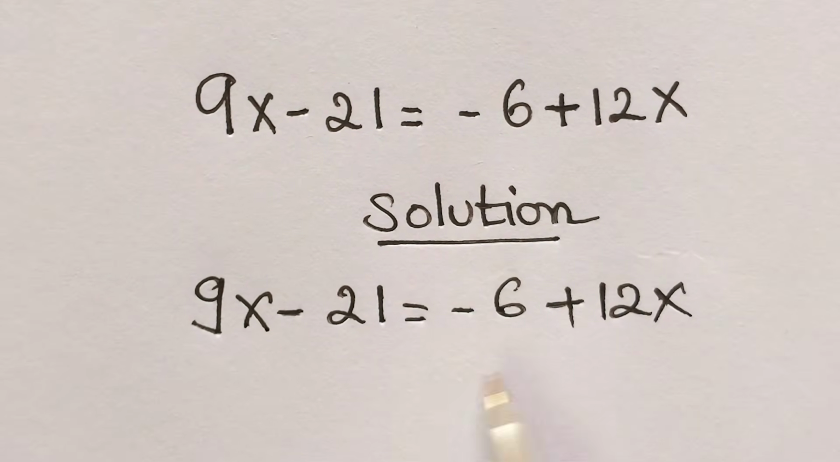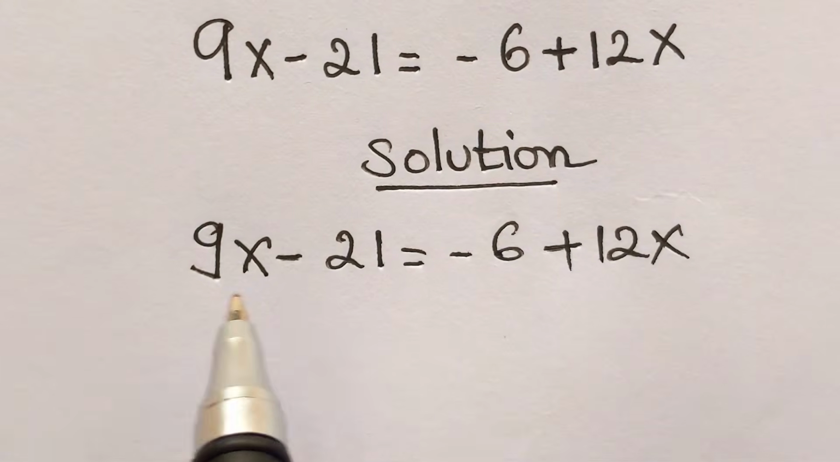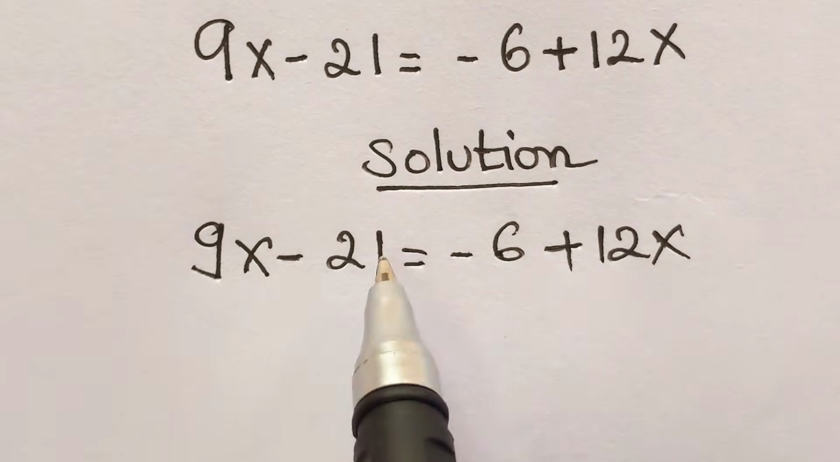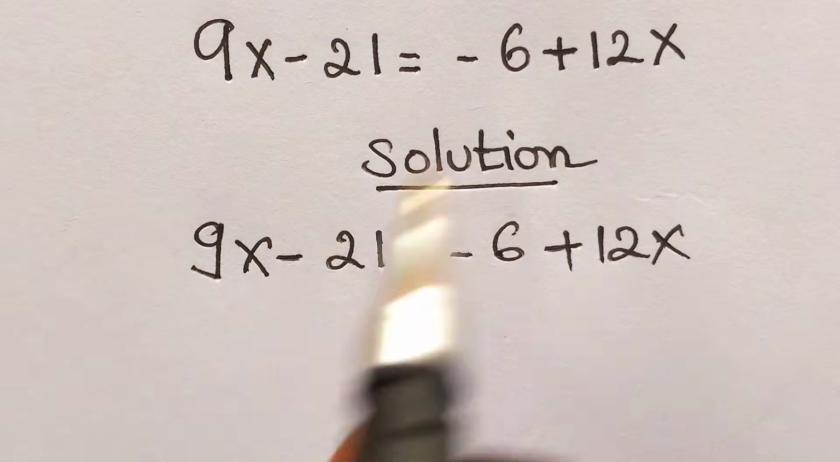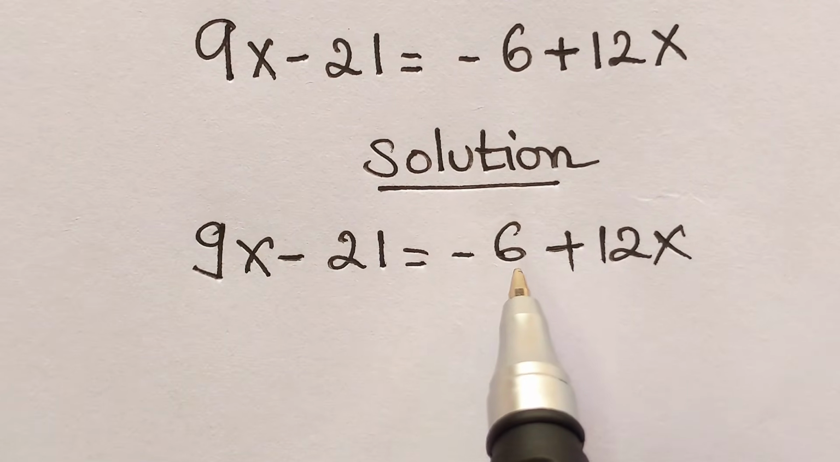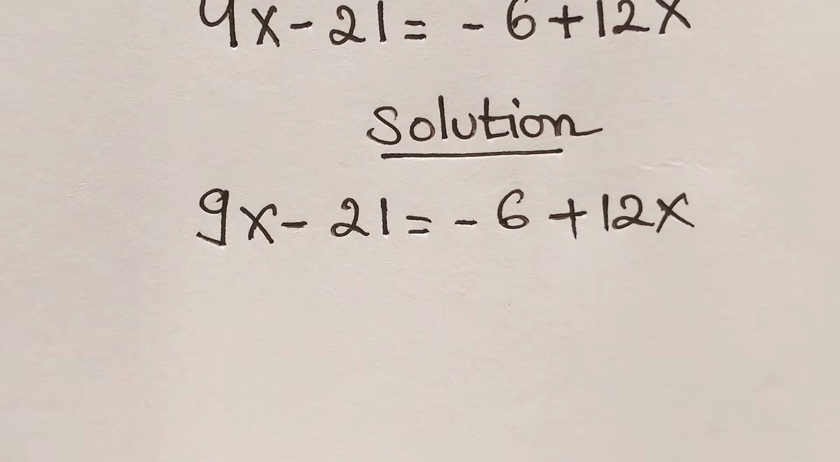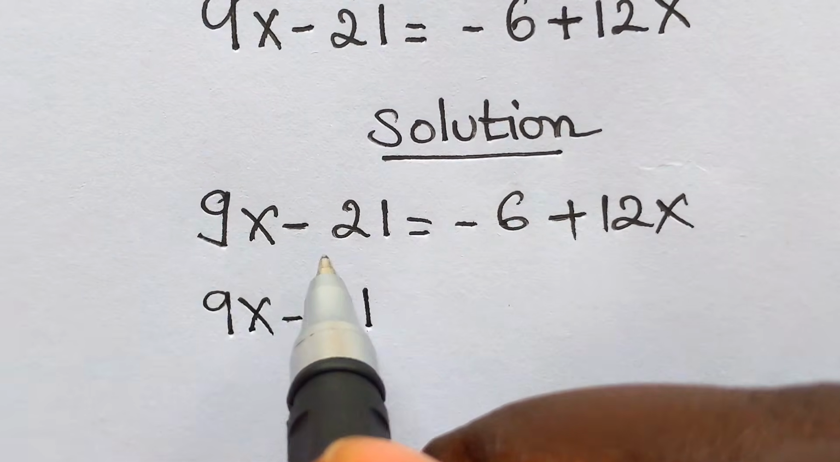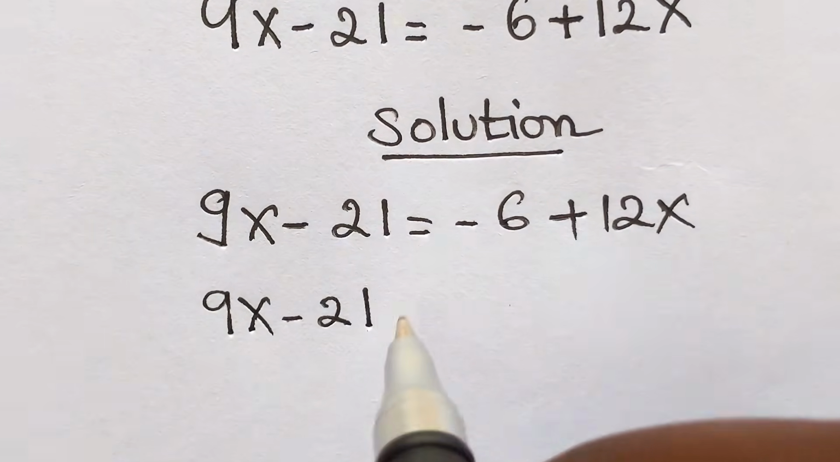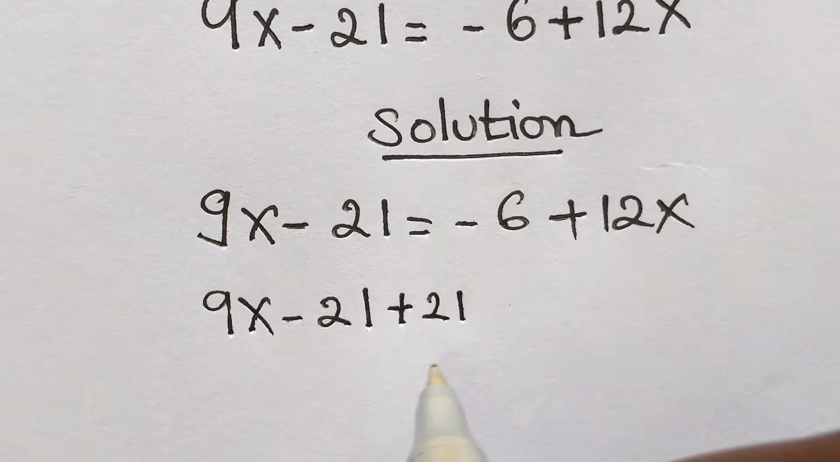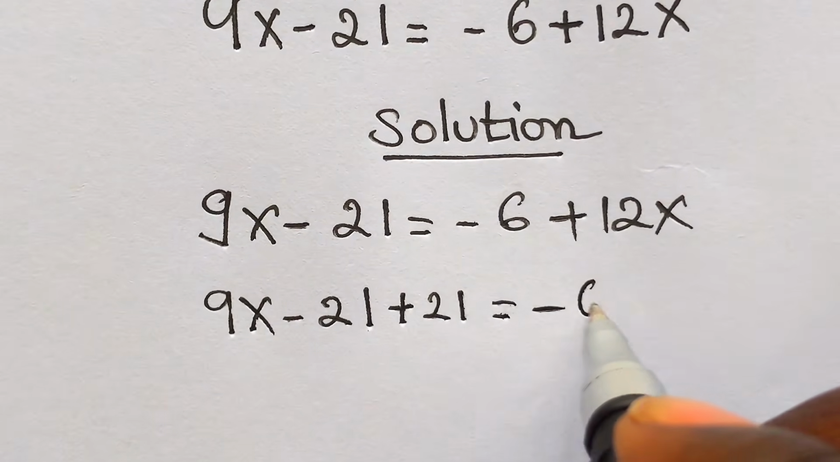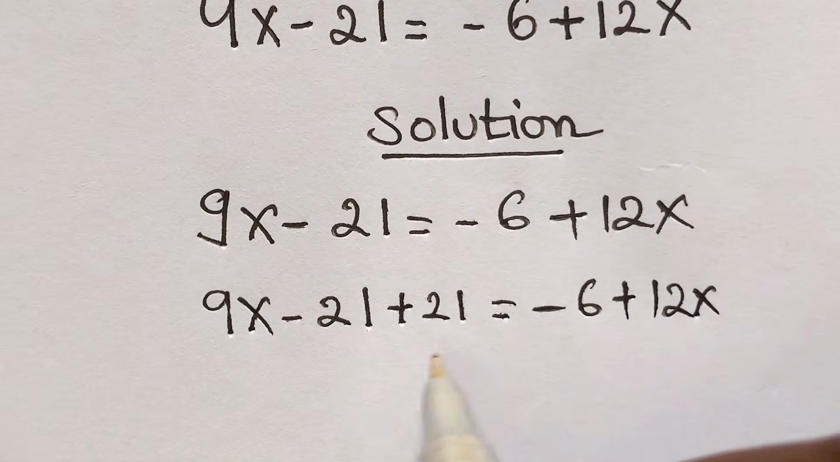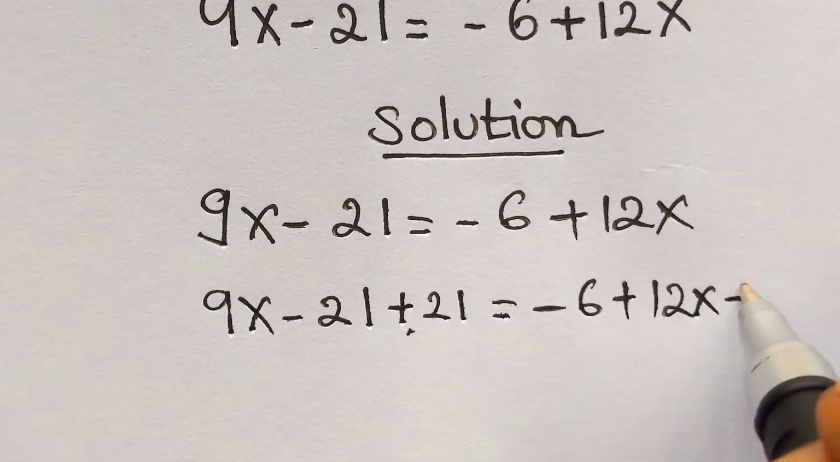Of course, this equation can be solved using many different methods, but here I'm going to use this one. This side should have the numbers with variables, whereas this side should have the non-variable numbers. We have 9x minus 21, and we're going to move this across the equal sign, so we say plus 21, which is equal to negative 6 plus 12x, and we add 21 here as well.